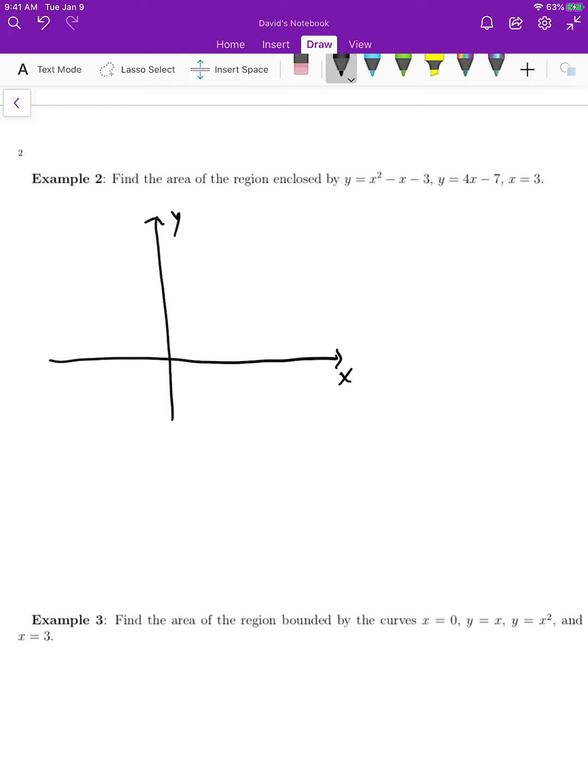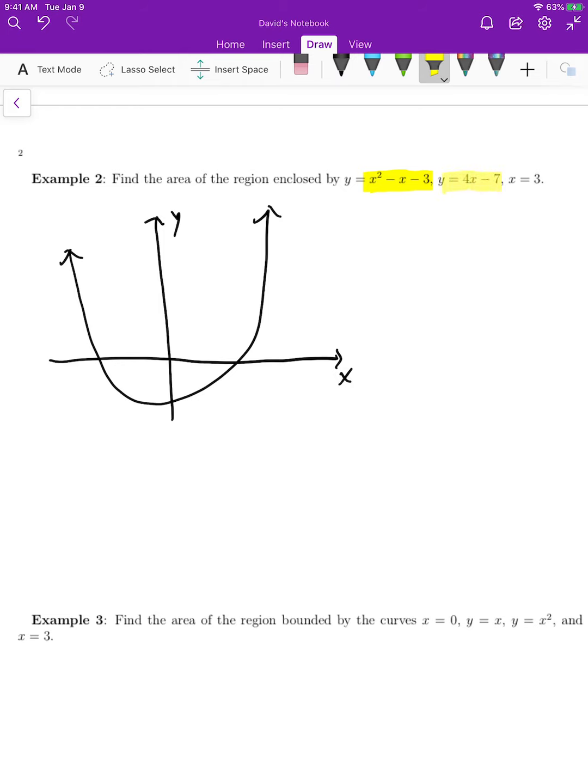Okay, so x squared minus x minus 3. I don't know much about how that looks if I don't have a calculator maybe, but I do know that its y-intercept is -3. I also know it's a parabola that opens up. So it's something like this. I mean, who knows exactly, right? So there's y equals x squared minus x minus 3.